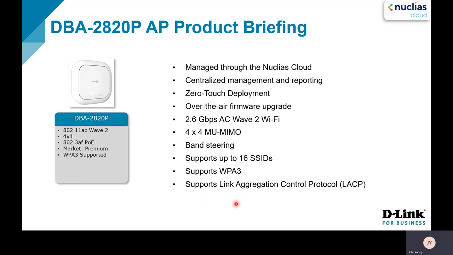Then next we have the higher end, called the DBA2820P. Same thing, it's a 4x4 MU-MIMO, going up to 2.6 gig Wave 2. Supports WPA3 and LACP. Remember, LACP will combine the two LAN ports together and also provide redundancy. In case any of the LAN ports is down, the AP will still carry on broadcasting.